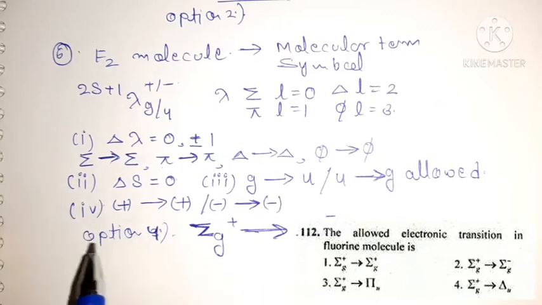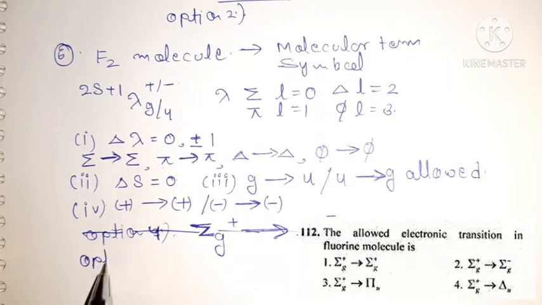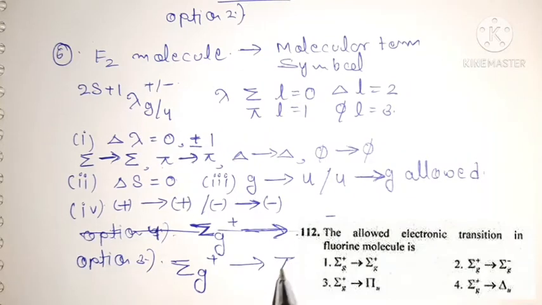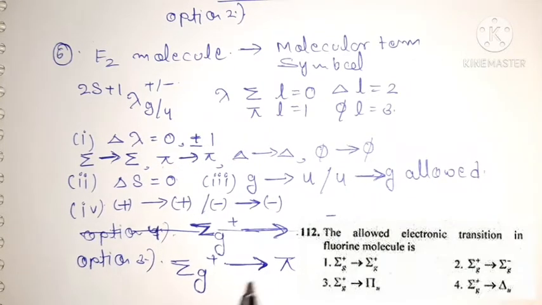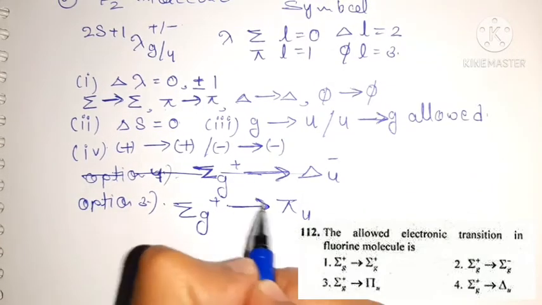Sorry for the interruption friends, sorry. Option number 3 is the correct answer, because option number 3 follows all the selection rules. Now option number 3 says that sigma g plus 2 pi u. Okay, sigma g plus 2 pi u.